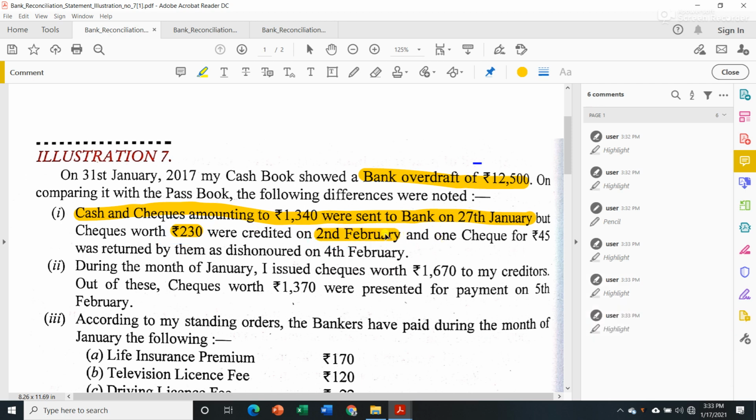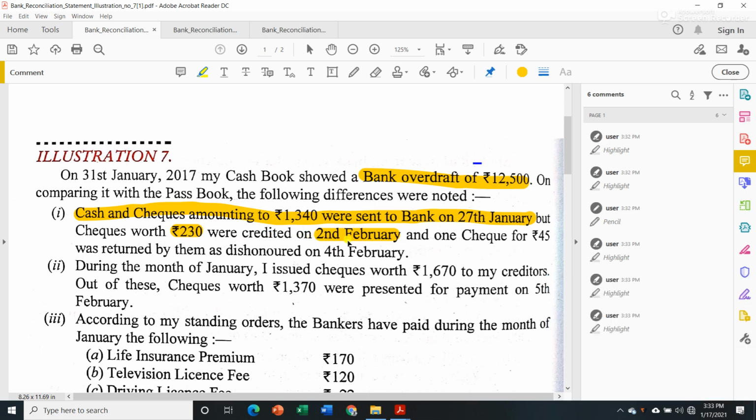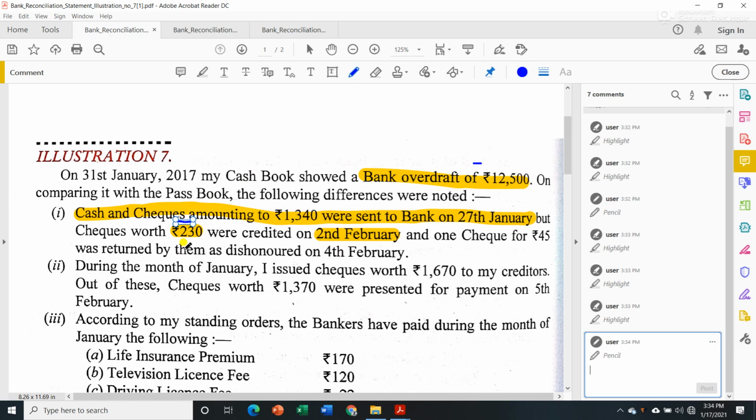Now first let us try to understand this part. Checks worth rupees 230 were credited on 2nd February. Means we are preparing reconciliation statement on 31st January, but 230 actually we received on 2nd February. That means till 31st January our cash book is showing 230 more than the actual receipt of money. So we will just simply deduct this 230 and then we can say that our cash book is equal to our passbook.